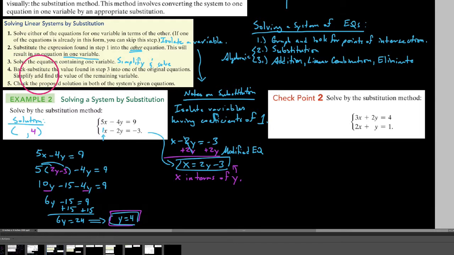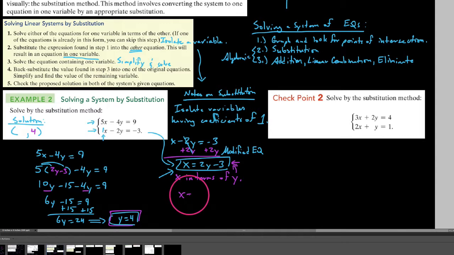Well, step 4 says back substitute the value that we just found in step 3 into one of the original equations. Notice they didn't specify which one, because it doesn't matter. If it is the solution to the system, y will be equal to 4 in both of these equations. Since I'm solving for x here, I can plug it into any of these original equations, the first one, the second one, or the modified one. Since I'm looking for x, I'm going to plug it back into my modified equation because I've already got x by itself and it means the same thing as the second equation.